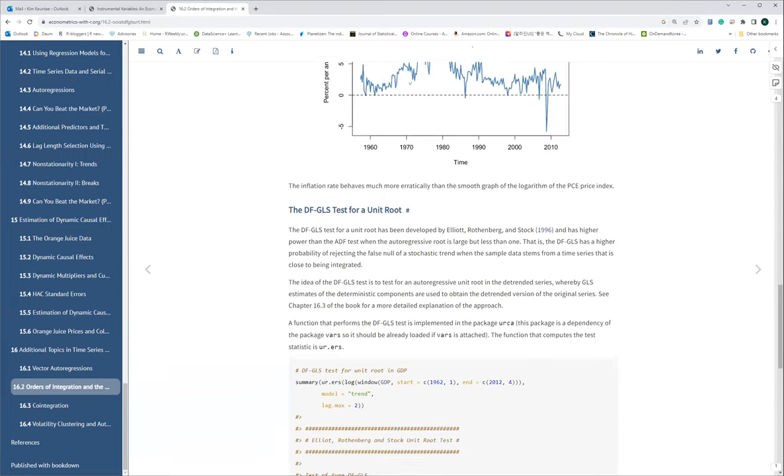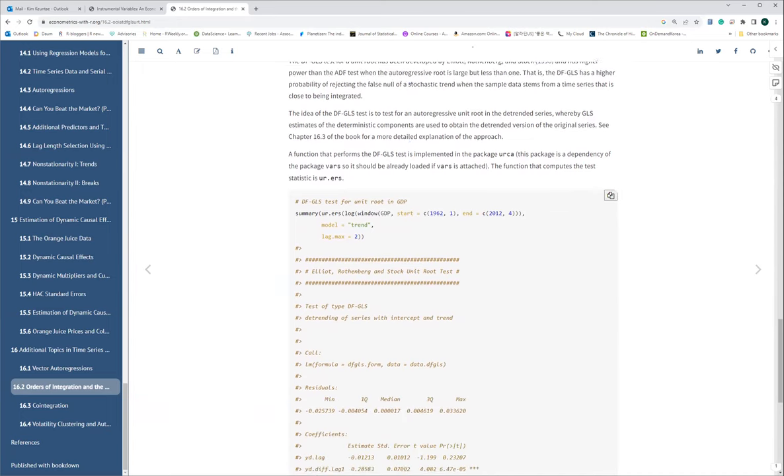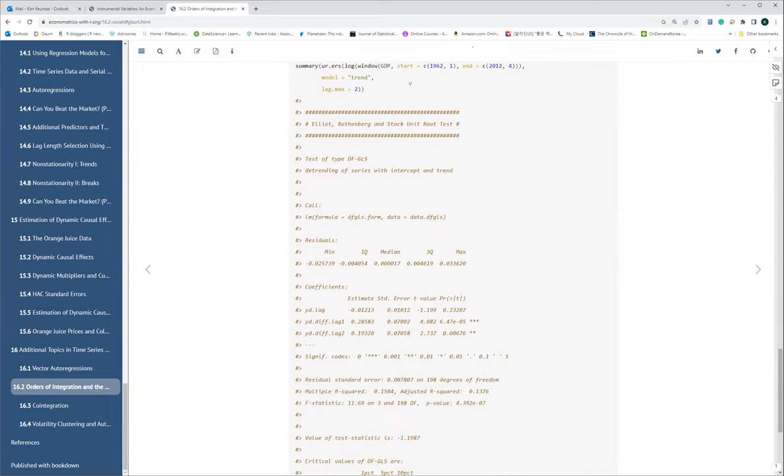And then by setting up these kind of windows and then model trend and then lag max is two, we can test this lag test, because we set up the two as a time lag, we can get this kind of result.